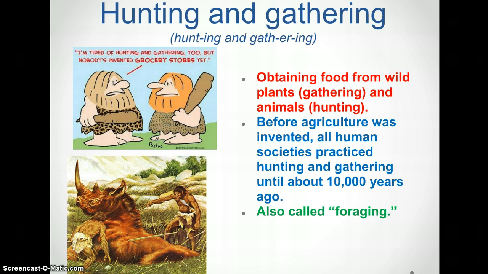Our next term is hunting and gathering. Hunting and gathering was the way that people got their food during the Paleolithic era. What hunting and gathering means is you get your food by hunting animals or from wild plants such as berries that you find growing. This means that people couldn't stay in one place. They had to move around to find animals or to find plants for them to eat. Before agriculture was invented, all human societies practiced hunting and gathering until about 10,000 years ago. Hunting and gathering is also called foraging.